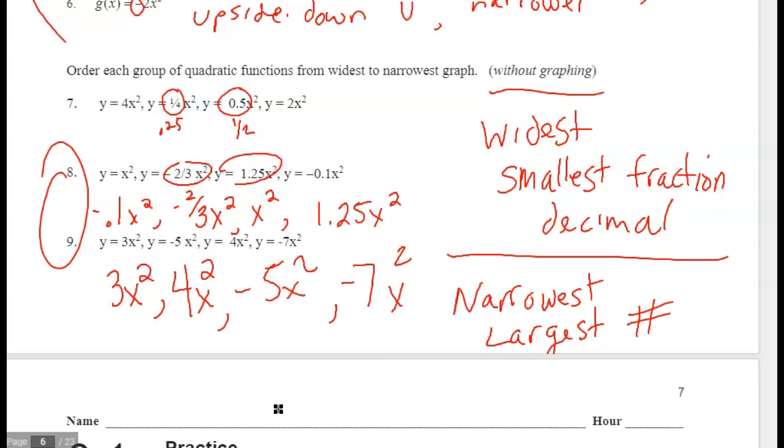So if you can do all these problems without issue, you will be just fine on the quiz.